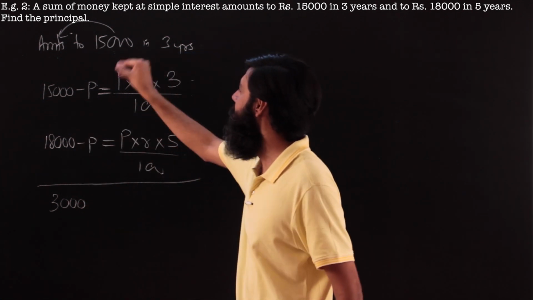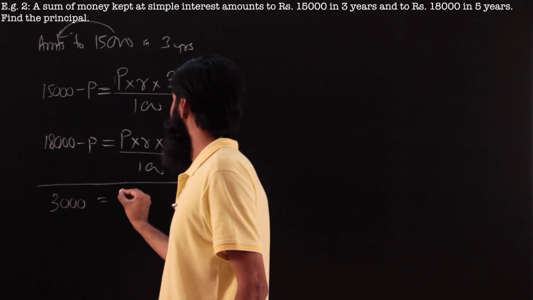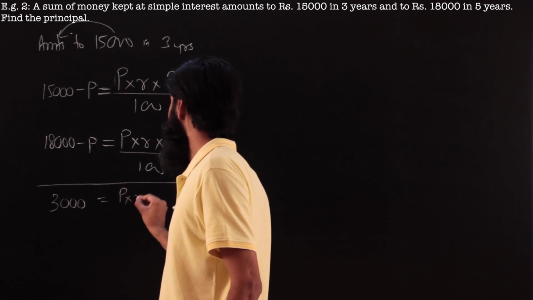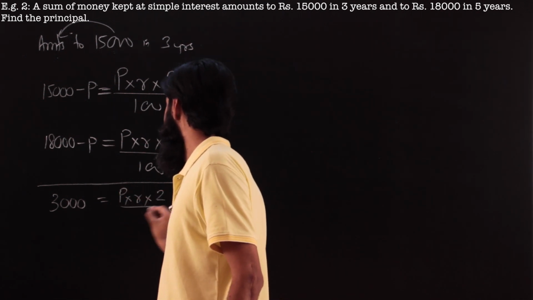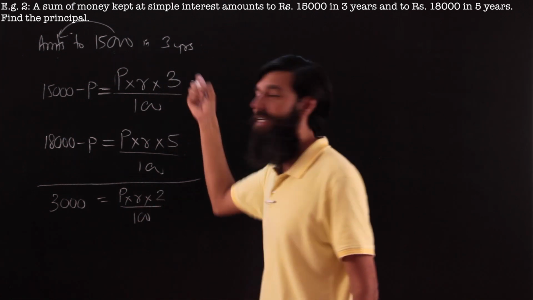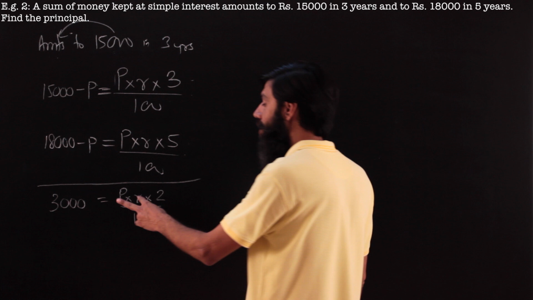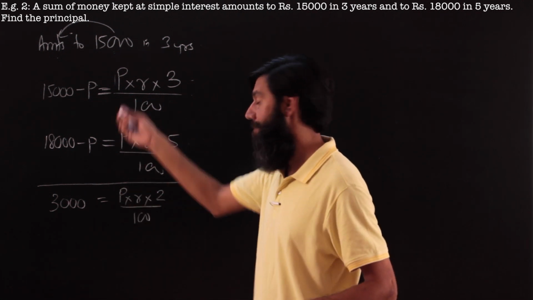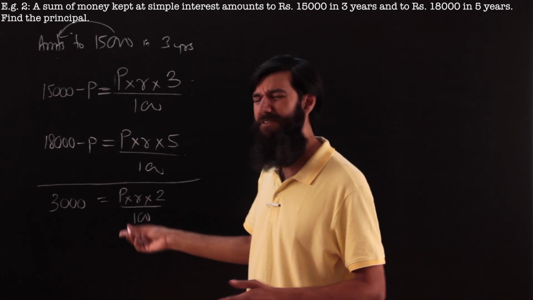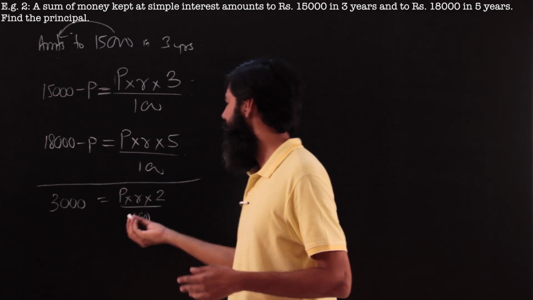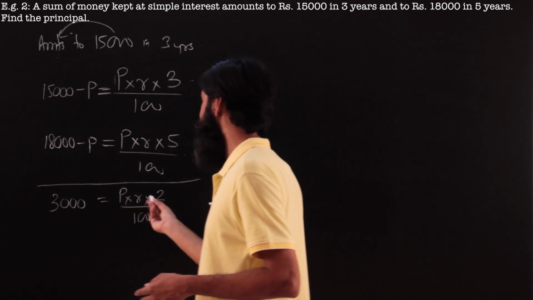When I do this subtraction, PR is common. So I would be getting PR into 2 by 100, right? 5 minus 3 is going to be a 2. One might be puzzled that I do not even know the value, I've subtracted, but that hasn't eliminated a variable. It's okay. We'll just see what we are going to get. We can't get P and R individually.